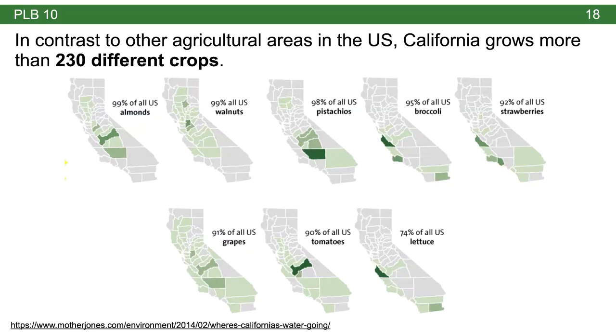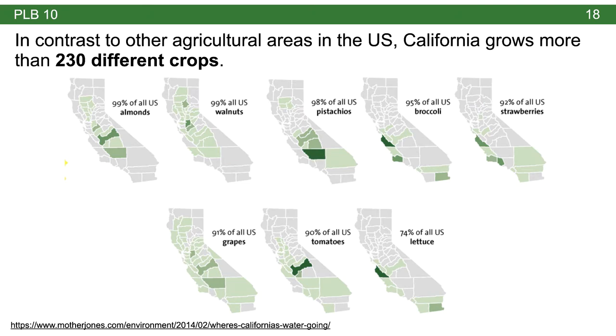A more modern view of this shows that in contrast to other agricultural areas in our country, California grows more than 230 different crops. And some of those we produce the vast majority of for the whole country. So for example, we produce 99% of all almonds, walnuts, 98% of pistachios, 95% of broccoli. We produce lots of strawberries, grapes, tomatoes, and of course, lettuce. So it's not only that California produces a wealth of different food crops, it's that some of those food crops are almost entirely grown in California.